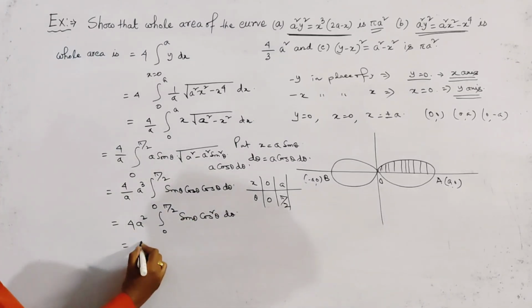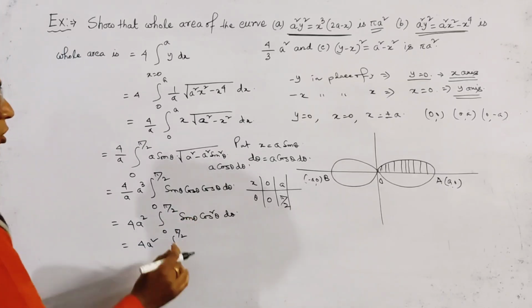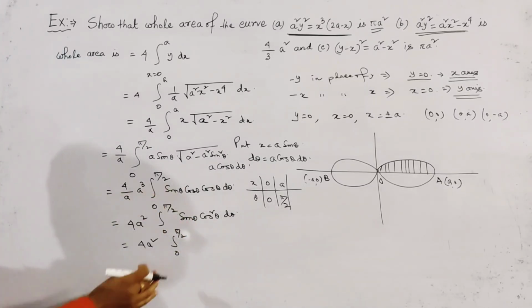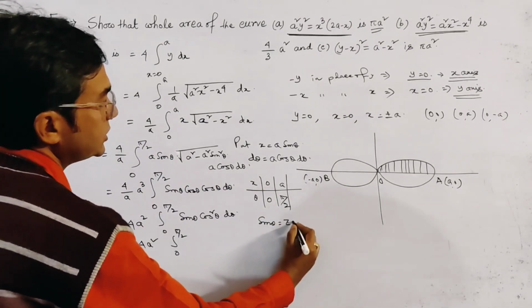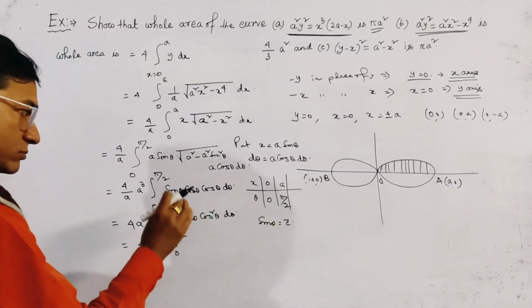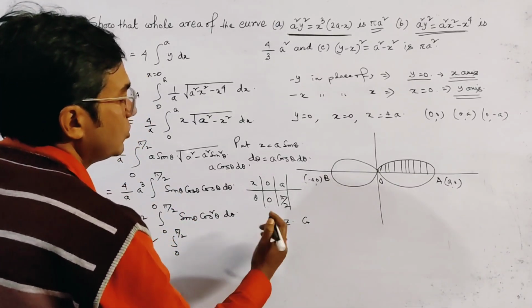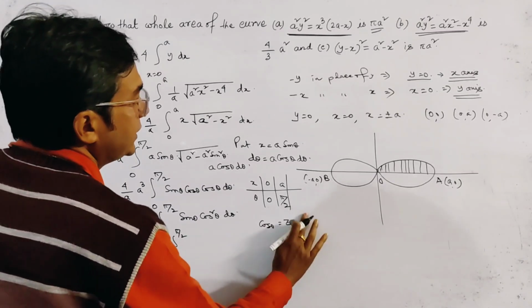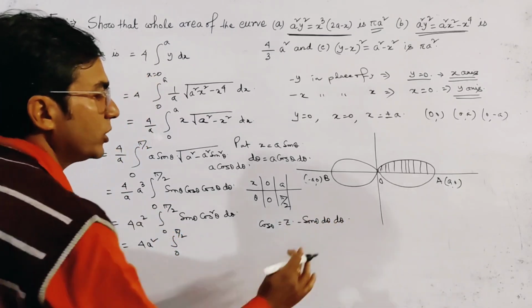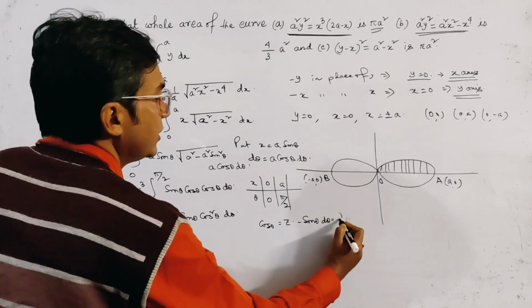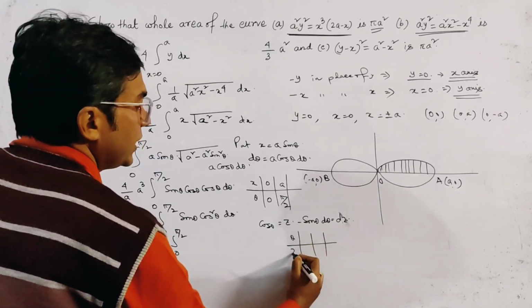Okay, now 4 a square into integration 0 to pi by 2, and we can integrate this very easily by substitution. Sorry, this is not sin theta equal to z, this is cos theta equal to z. Then we get minus sin theta d theta equal to dz. Okay, and clearly the ranges are here, the range of theta and the range of z.